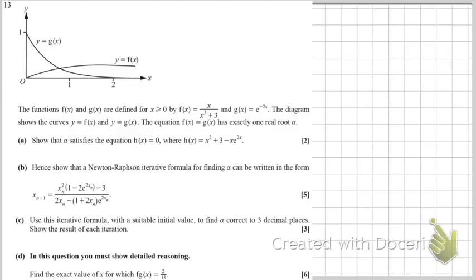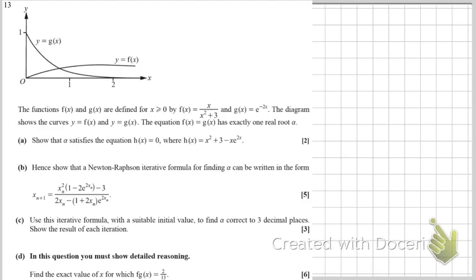This is a rather challenging question on the Newton-Raphson method. So let's start trying to make sense of it. You're given a graph with f and g shown. You're told that they're defined for x greater than or equal to 0.